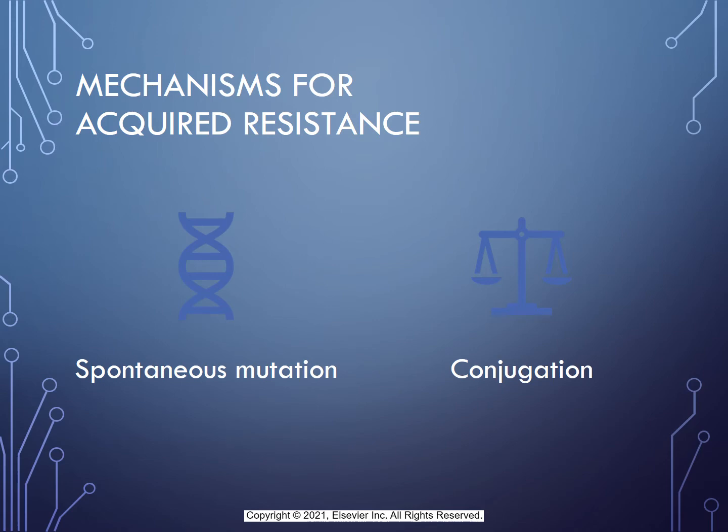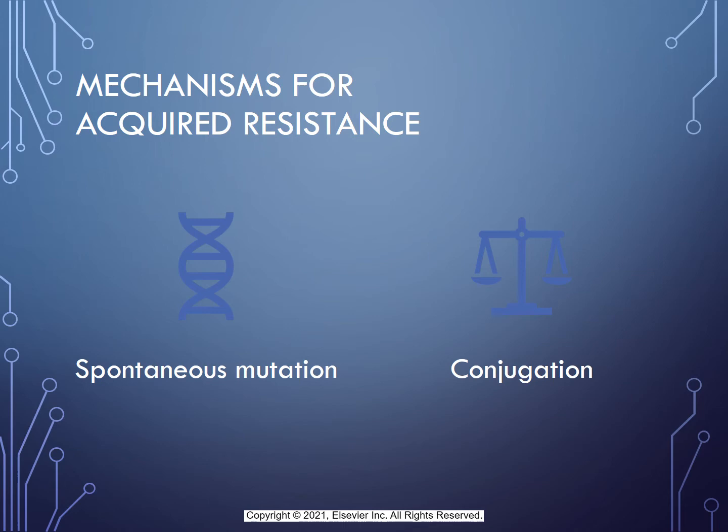Ultimately, all of the alterations in structure and function discussed previously result from changes in the microbial genome. These genetic changes may result from either spontaneous mutations or from acquisition of DNA from an external source. One important mechanism of DNA acquisition is conjugation with other bacteria. First, we're going to talk about spontaneous mutation, which produces random changes in a microbe's DNA.